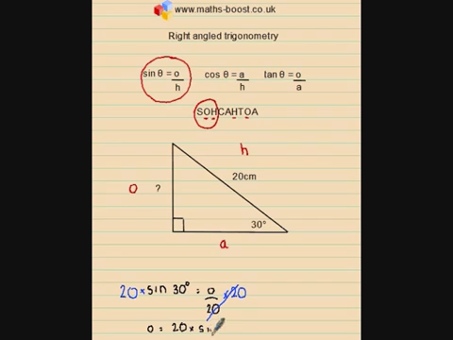20 times sine 30, which of course you can put into your calculator and it will return the answer 10. So the answer is, remembering the units, 10 centimeters. Do look on my other video for how to solve these simple trigonometric equations, because it's this last step that usually causes the problems.